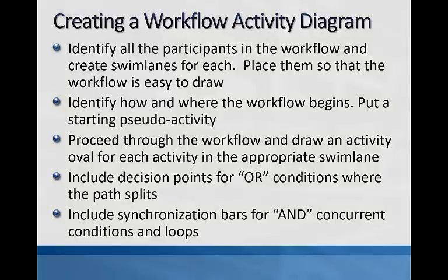First, identify all the participants in the workflow and make a swim lane for each one. Placement of swim lanes is not important except to make the workflow easy to draw and to read. Decide where the starting pseudo activity should go, in other words, in which swim lane. It usually is the same one as the first activity oval. Draw the ovals and the transitions based on the workflow steps. Add decision points for OR conditions. Add synchronization bars for AND conditions and for loops. Very simple process with a few steps to create an activity diagram.